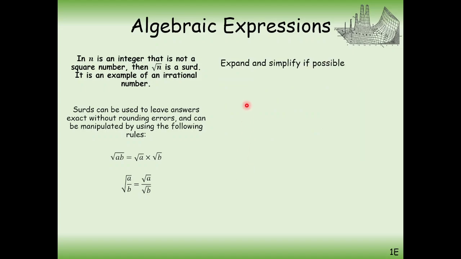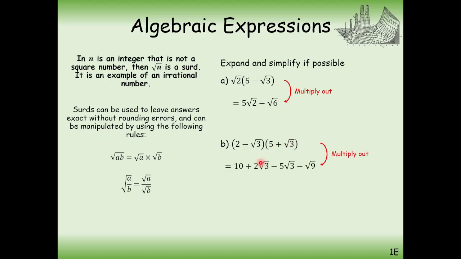And expand and simplify if possible other things. So we need to multiply. So it will be coming like this, 5 root 2 minus root 6. And again for this one 2 root of minus 3, 5 plus root 3. So we have to multiply it out. So we'll be having 4 terms. Again whatever simplification we can do, we can try to do that.